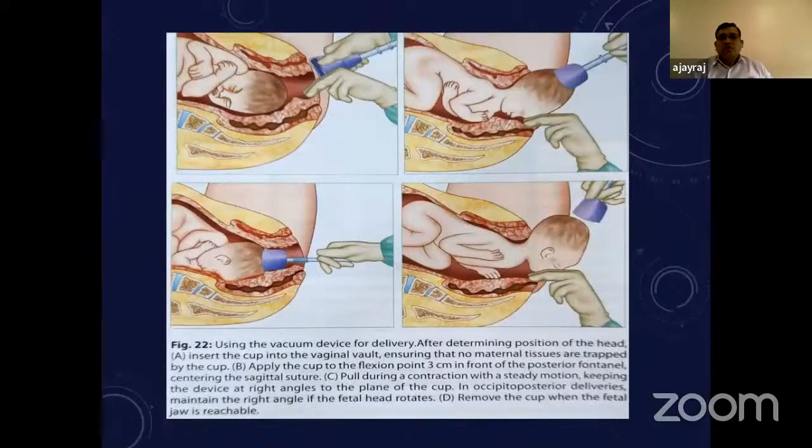So here we have demonstrated the vacuum is applied and there is no contraction. During contraction with the push of the mother, gentle traction in horizontal direction, and then according to the axis of the birth canal, and as soon as the jaw has been reached, the cup is removed.